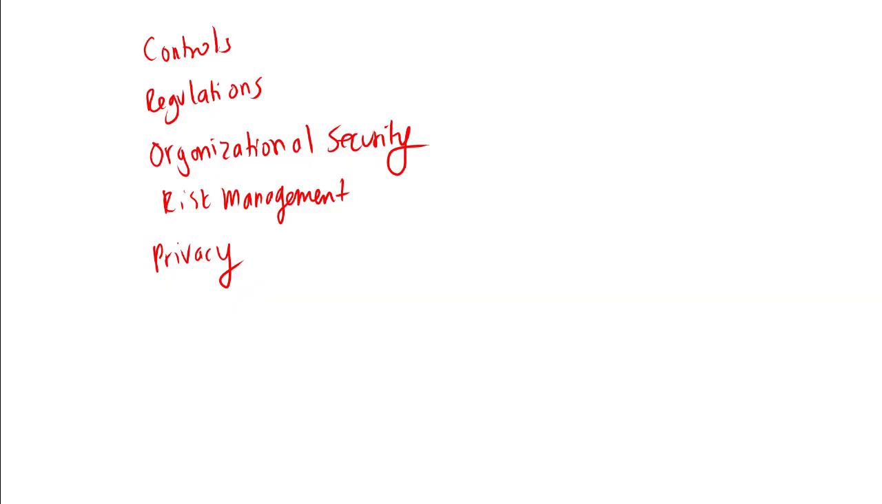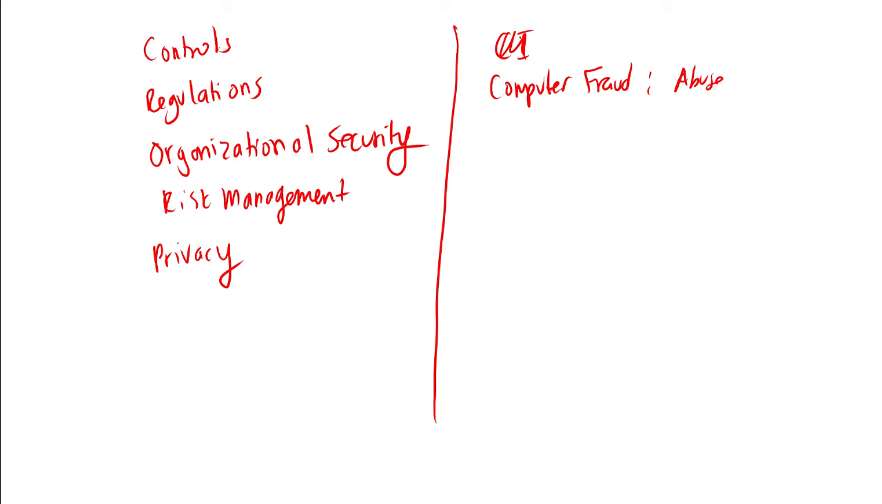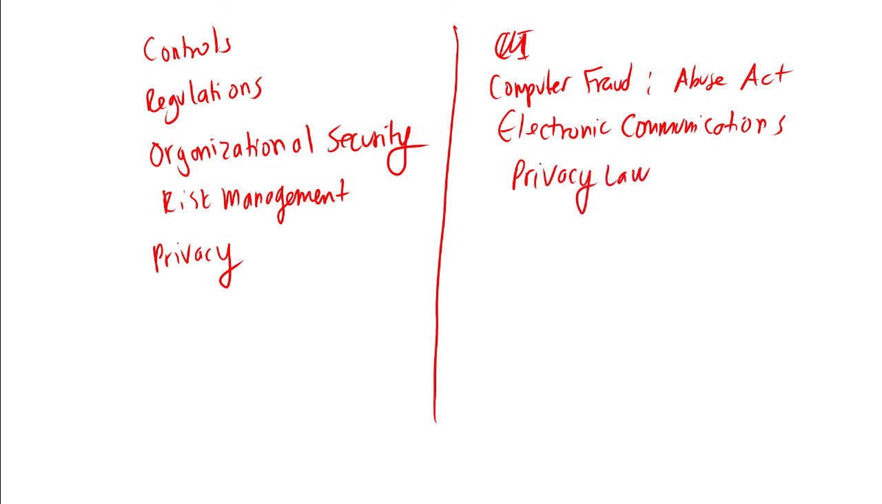And then, if there's time, we're going to go. Well, there will be time because this is online. So, eventually, we're going to cover a bunch of laws. So, the Computer Fraud and Abuse Act, Electronic Communications Act, I think that's what it's called. Privacy laws, Sarbanes-Oxley, the Bank Secrecy Act, etc. Any questions?